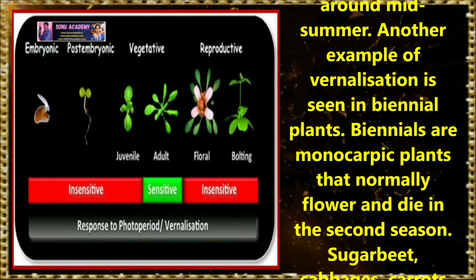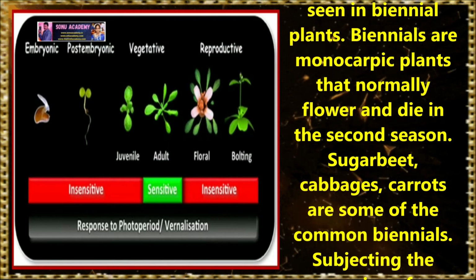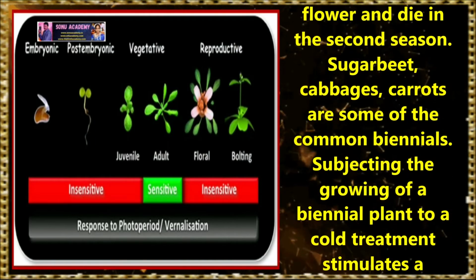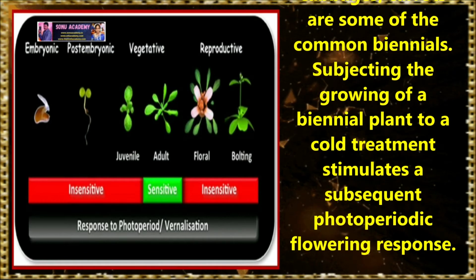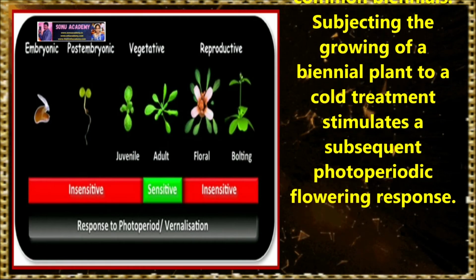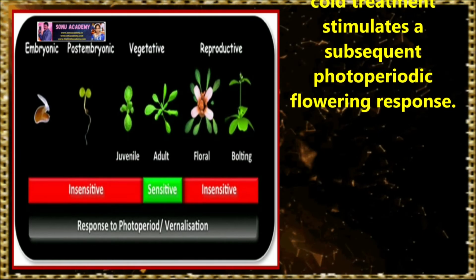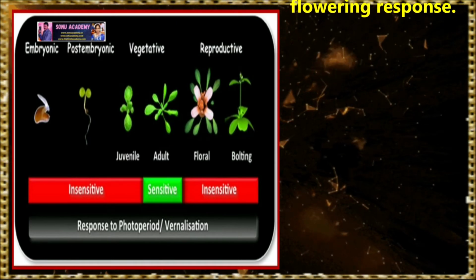Another example of vernalization is seen in biennial plants. Biennials are monocarpic plants that normally flower and die in the second season. Sugar beet, cabbage, and carrots are some of them. Subjecting the growing biennial plant to cold treatment stimulates a subsequent photoperiodic flowering response.